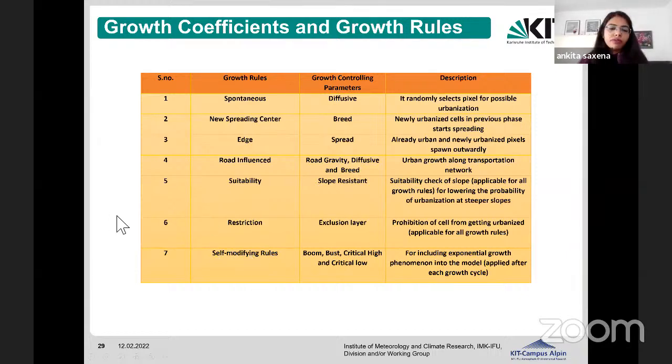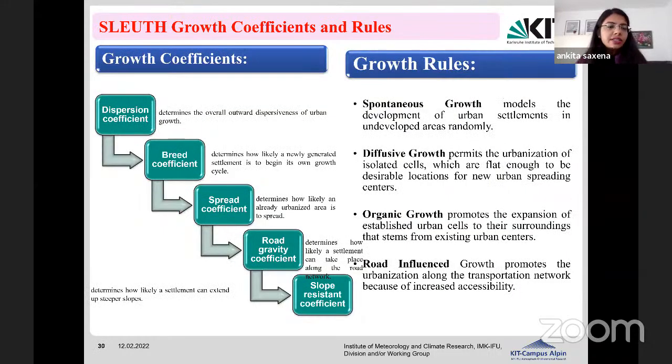Self-modifying is the secondary level of growth rules, like for unusual growth rate, high and low, which can be controlled with the help of this self-modifying parameter, which is basically giving us a non-linear urbanization, which is a very important characteristic of any modeling. We always want our S-curve growth, S-curve changes, not linear, but non-linear. So that's why these secondary growth rules.